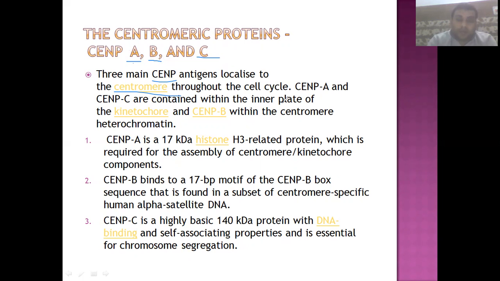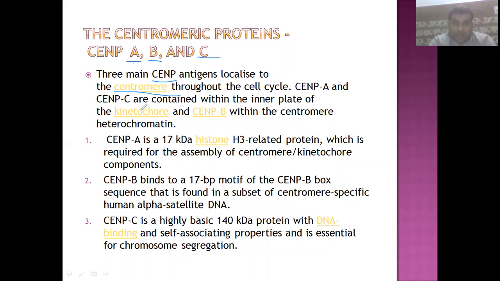Here in the last diagram we have seen there are two plates. One is called the inner plate and another is called the outer plate, and in between lies the microtubular region. So centromere protein A and centromere protein C are contained within the inner plate, and centromere protein B is within the centromere heterochromatin.